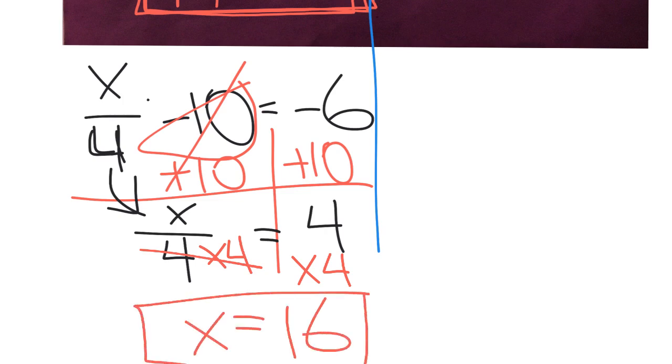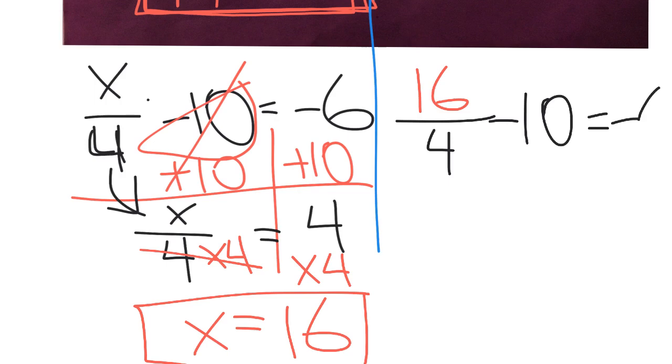This is what I think my answer is, but I need to go back and check it to make sure that I am right. So I'm going to plug this back in. So 16 over 4 minus 10 equals negative 6. I just plugged it in. It's this equation right here, but instead of x, I put in my 16. Now, PEMDAS: parentheses, there aren't any. Exponents, there aren't any. Multiplication and division. Ooh, there is division. 16 divided by 4 right here.